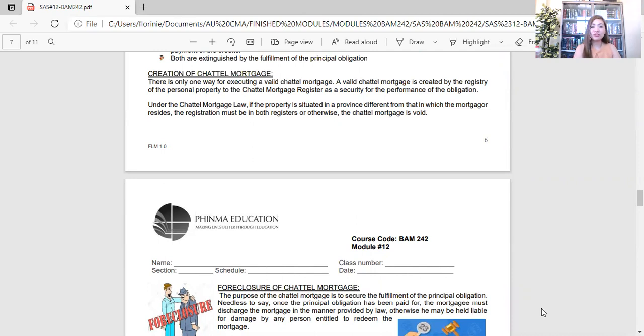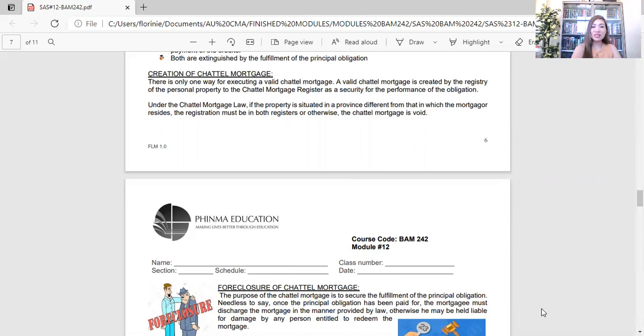Okay, so creation of chattel mortgage. There is only one way for executing a valid chattel mortgage. A valid chattel mortgage is created by the registry of the personal property to the chattel mortgage register as a security for the performance of the obligation. Anong point natin dito? Pag hindi nakarehistro sa chattel mortgage register, ibig sabihin wala kang valid chattel mortgage. So walang chattel mortgage. Ayan.